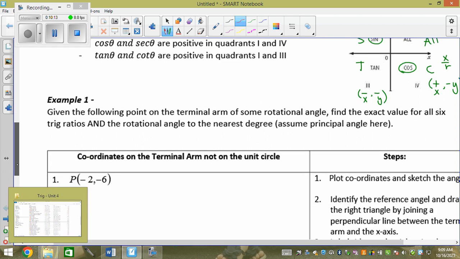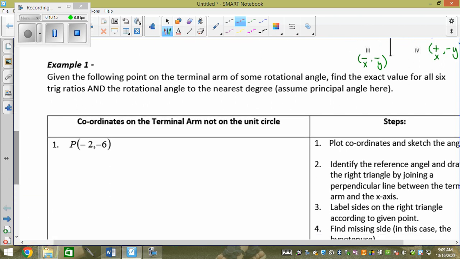Here we have, given the following point on the terminal arm of some rotational angle. Does it say that it has to be on the unit circle here? No. If it said on the unit circle, we could assume r was 1. We agree? Does this say on the unit circle, though? No. So you have to watch yourself. You can't be like, oh, cosine, sine and so on. It doesn't follow any rules of unit circle unless the radius is 1. So we just want to find the 6 trig ratios. We're not going to worry about the rotational angle for now. So this is an x and this is a y.